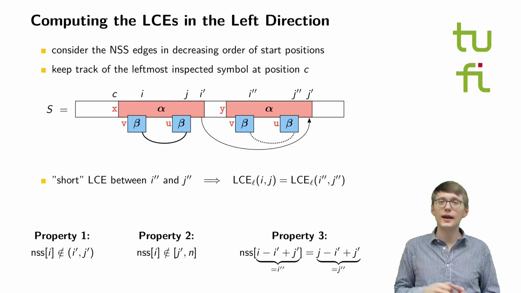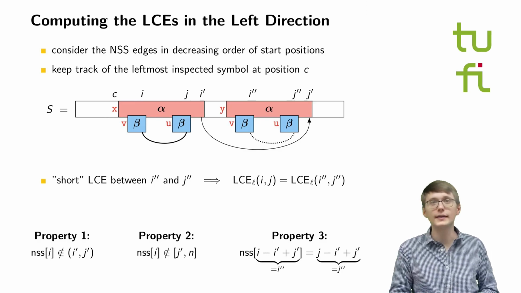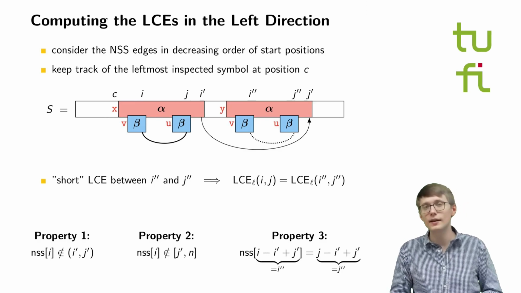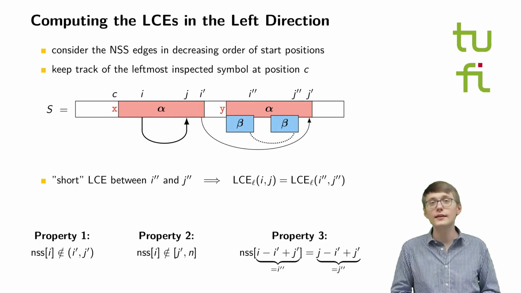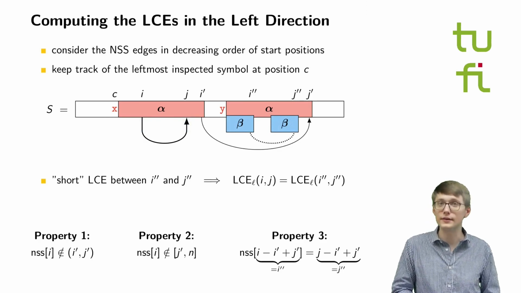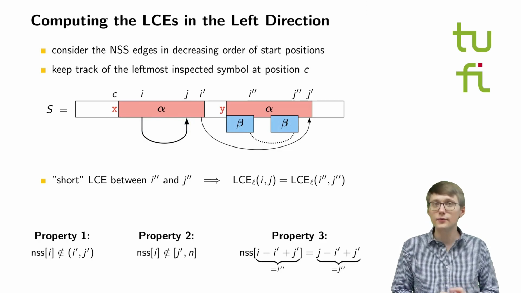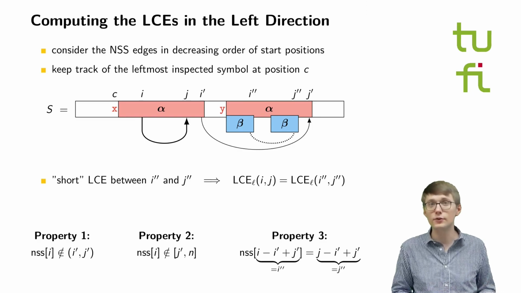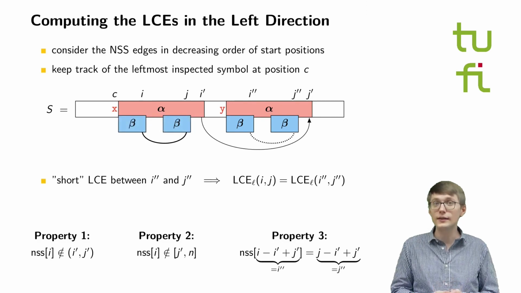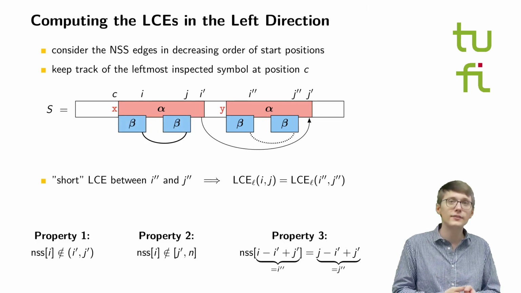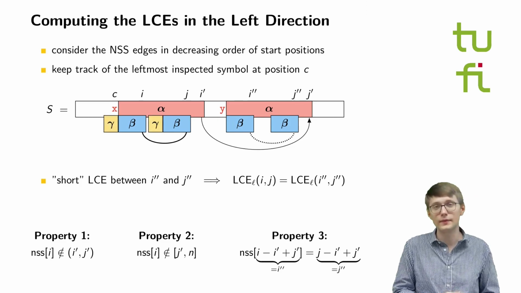The second possible case is that the longest common extension between i' and j' is relatively long. It extends at least all the way to the left border of alpha. We will again transfer the occurrences of beta to the left occurrence of alpha. So we see that also i and j share at least the longest common extension beta, and possibly even further symbols as indicated by the substring gamma here.